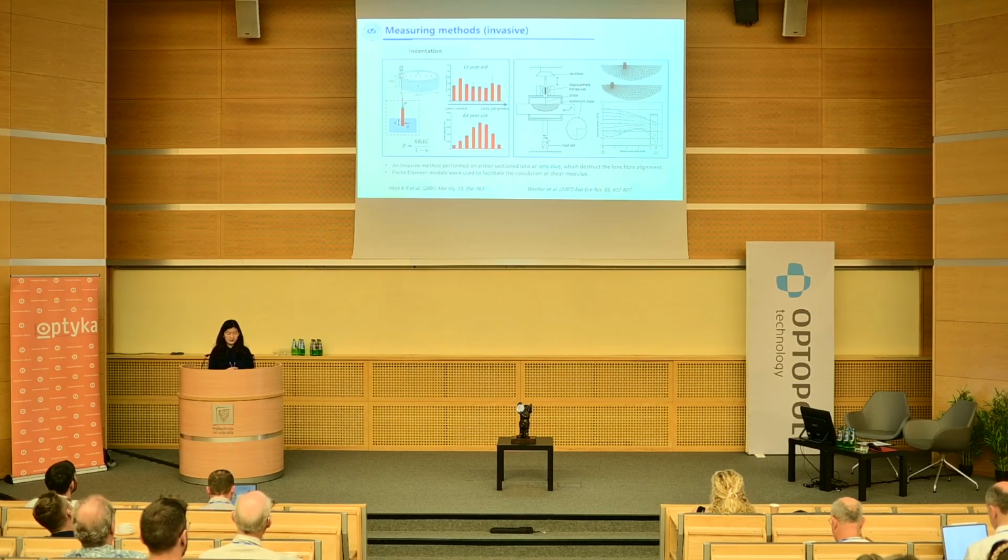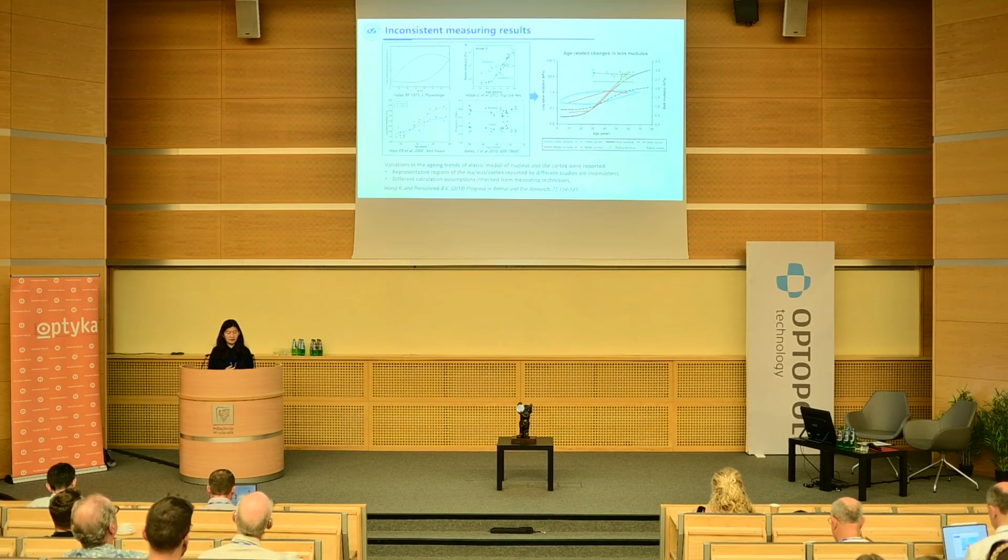And in another study, they also employed finite element analysis for the calculation. They found that the distribution of the elastic modulus across the lens changes with age. In the center, it is more pliable in young age, but it is stiffer in old age.